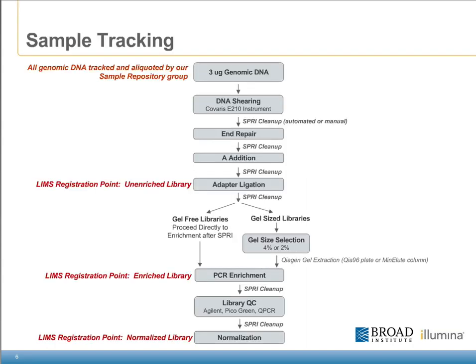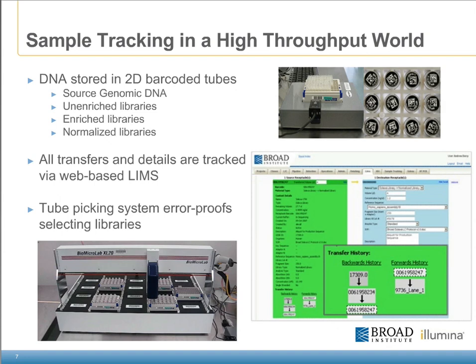Here at the Broad, we track our samples all the way from the very beginning, from where we actually get our genomic DNA from our sample repository group. In our high throughput world here at the Broad, where we're processing hundreds of samples every day, we really need to have an ironclad method of tracking all our samples through the lab. The most important thing that we've implemented are the use of these 2D barcoded tubes.